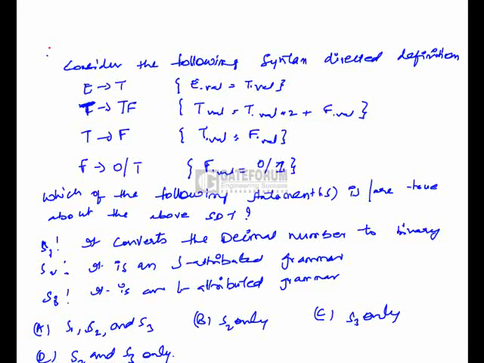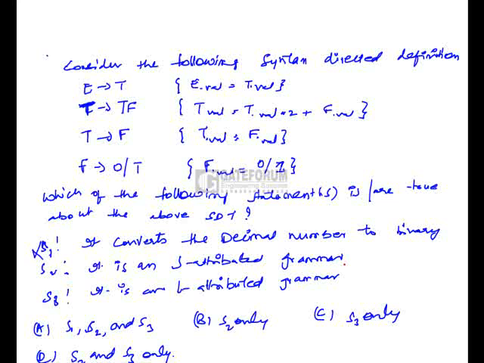Question. An SDT is given and three statements regarding that SDT are given. We have to identify the statement which is true. If we see the SDT here, we can say that this SDT is converting a binary number to a decimal number. But statement S1 says it converts a decimal number to a binary number. So we can eliminate statement S1.